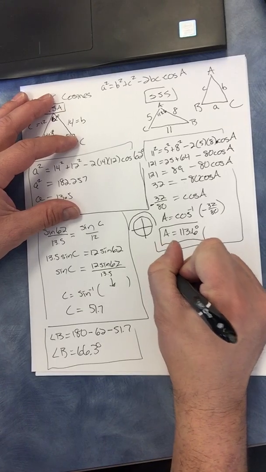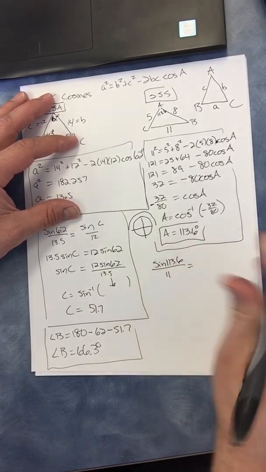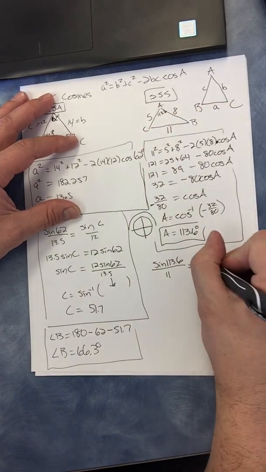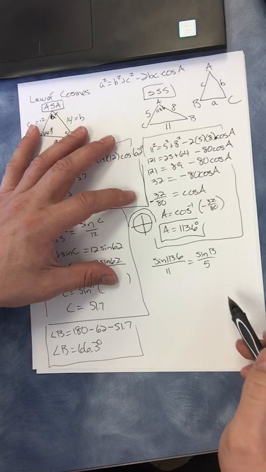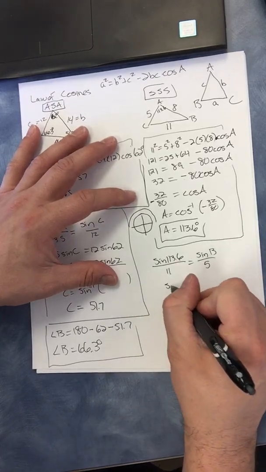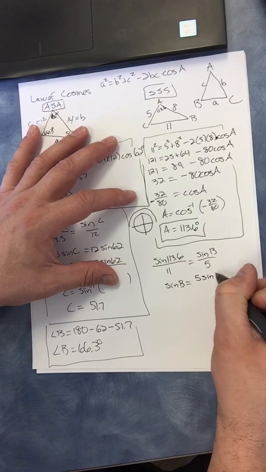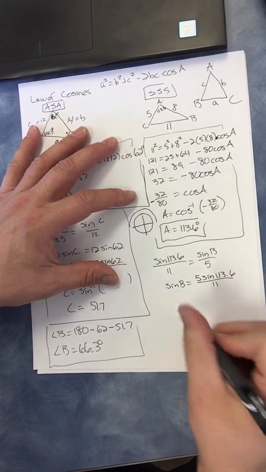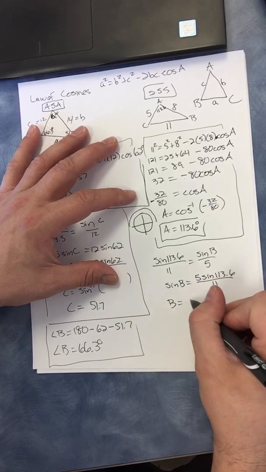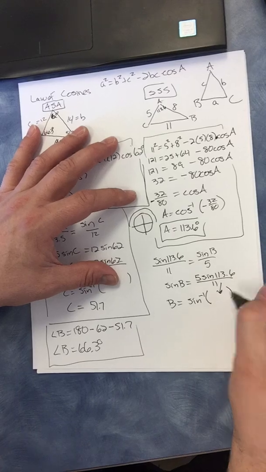Okay, so we're going to go the sine of 113.6 over 11, and we're picking the smaller side 5, so it'll be the sine of B over 5. Okay, then when I cross multiply this time, I'm going to get the sine of B is equal to 5 times the sine of 113.6, and that's all over 11. And so B is going to be the inverse sine of this hot mess right here.